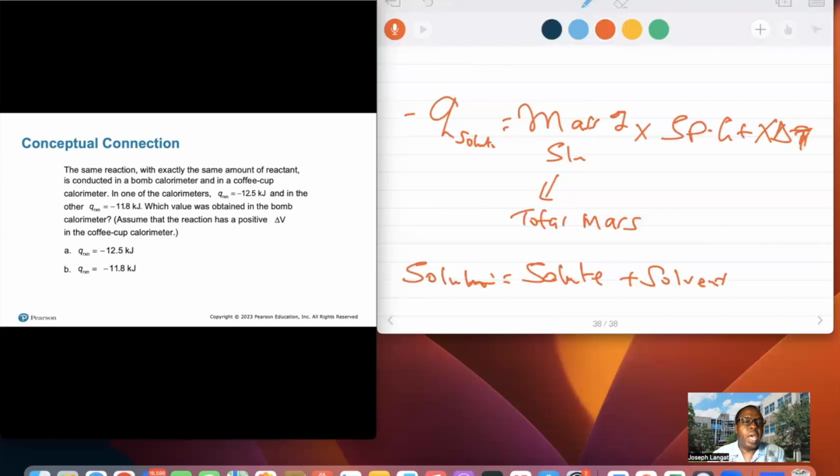Let's say the same reaction with exactly the same amount of reactant is conducted in a pump calorimeter and in a coffee cup calorimeter. In one of the calorimeters, Q for the reaction is negative 12.5 kilojoules, and the other one negative 11.8 kilojoules. Which value was obtained in the pump calorimeter? Assume the reactions are exothermic. So when I look at this, the correct answer is A, because it measures the total energy, the total internal energy of the system.